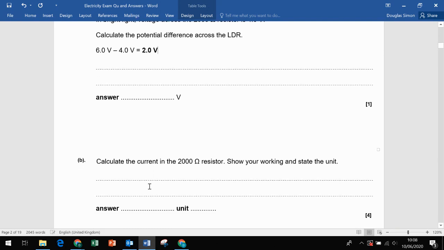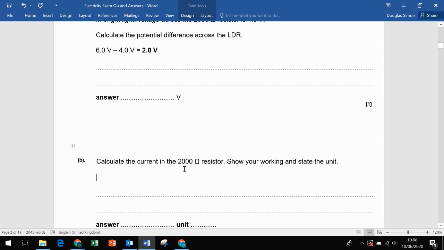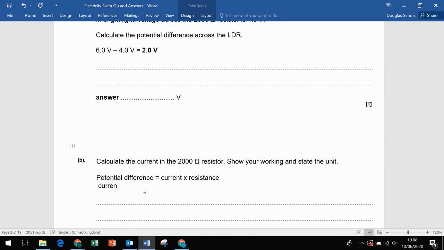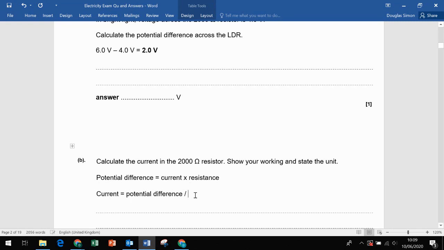Calculate the current in the 2000 ohm resistor. Show your working and state the unit. So what do we know about current? Well, we know that if we have current, resistance, and potential difference, potential difference equals current times resistance. This is the relationship. So what does that make current equal? Current equals potential difference divided, I'm just going to use the slash to represent divided, over resistance.